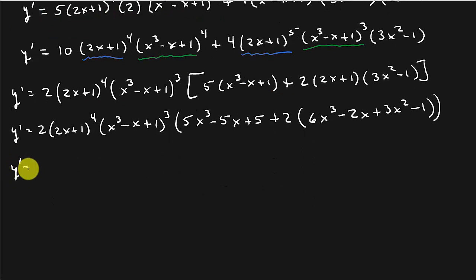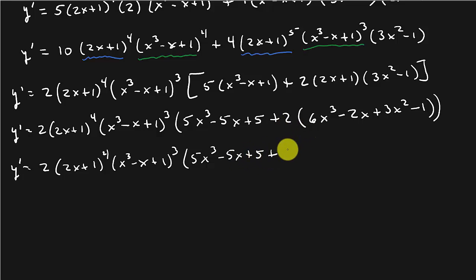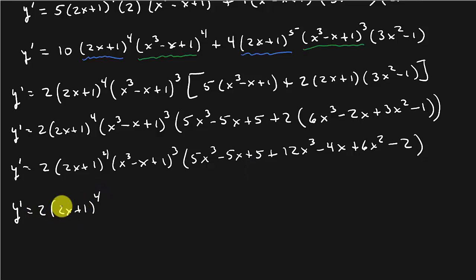So y prime is 2x plus 1 to the 4th times x cubed minus x plus 1 cubed times 5x cubed minus 5x plus 5 plus, now that's going to be 12x cubed, I'm distributing the 2 now, minus 4x plus 6x squared minus 2. All right, now let's combine like terms in here. So that's going to be 2 times 2x plus 1 to the 4th times x cubed minus x plus 1 cubed times, so that's going to be what, 17x cubed, and then I've got plus 6x squared.